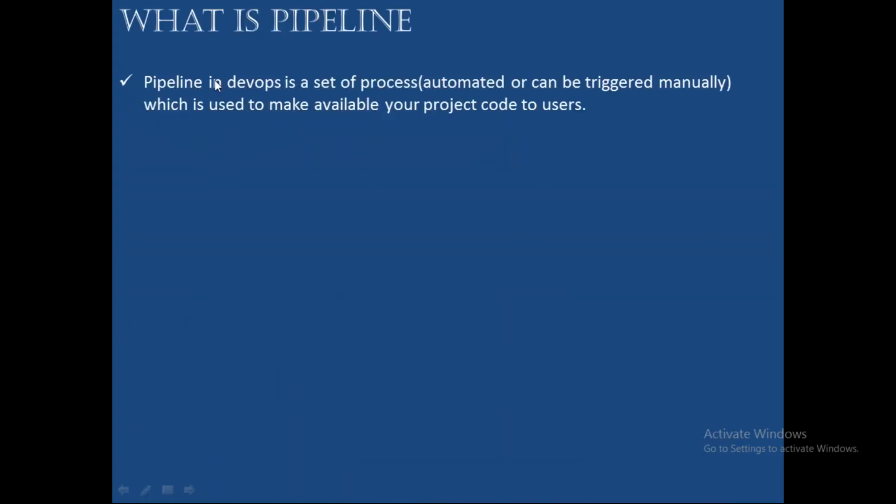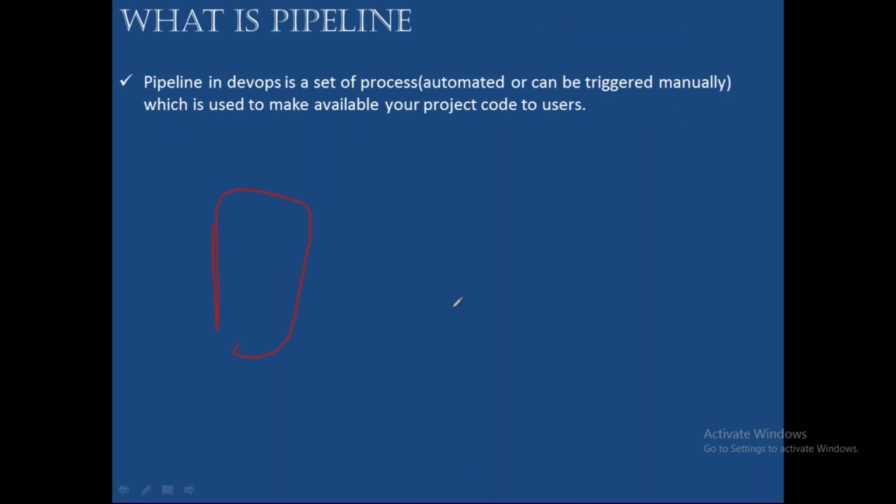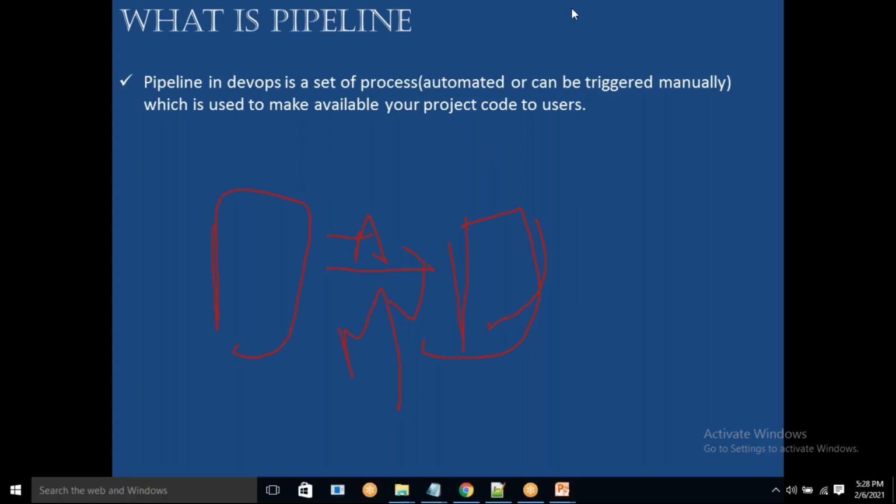So what is a pipeline? A pipeline in DevOps is a set of processes, automated or triggered manually. I was talking about copying data from one data factory to another data factory, right? This process can be automated or it can be manual. Anything you can do. Okay, next.